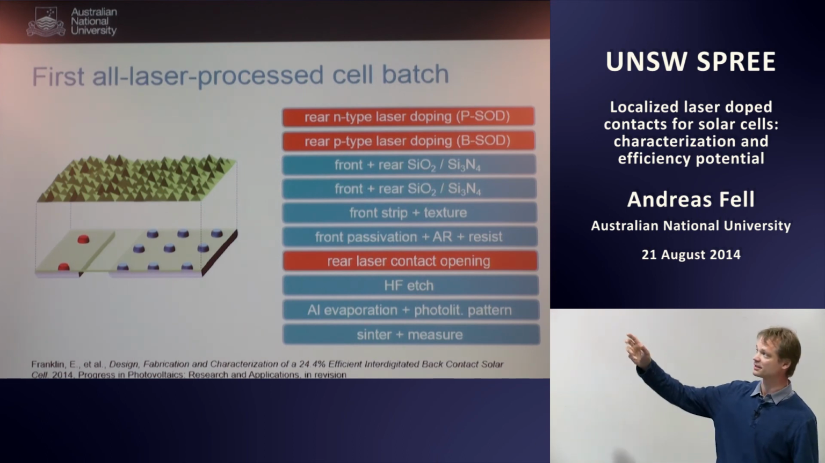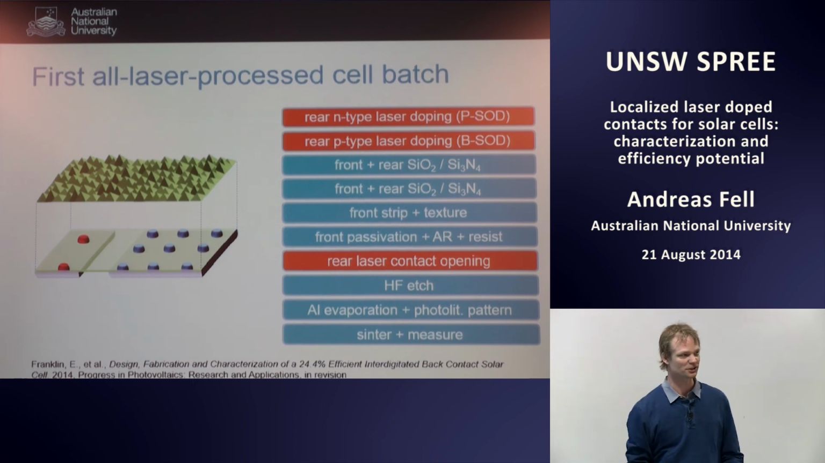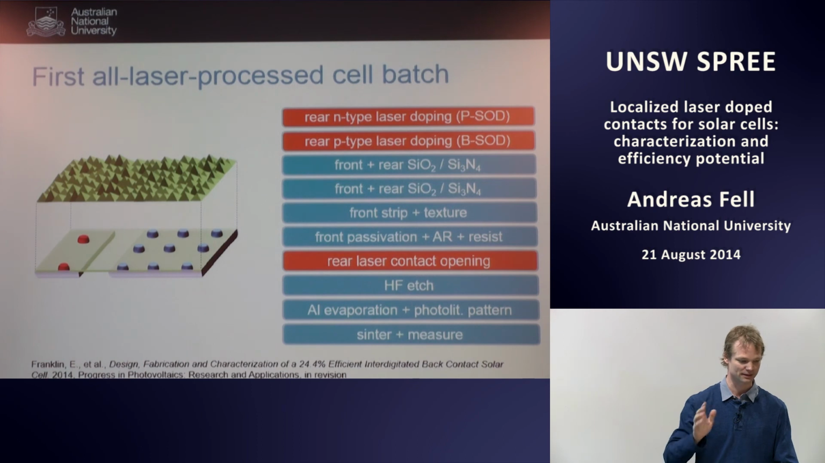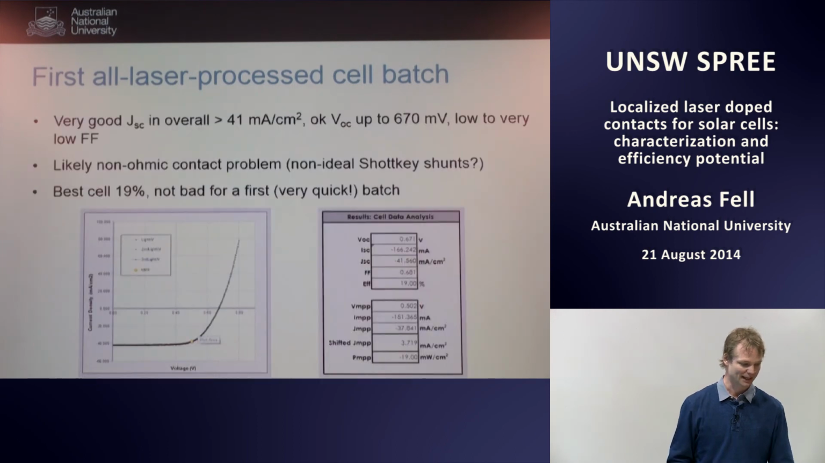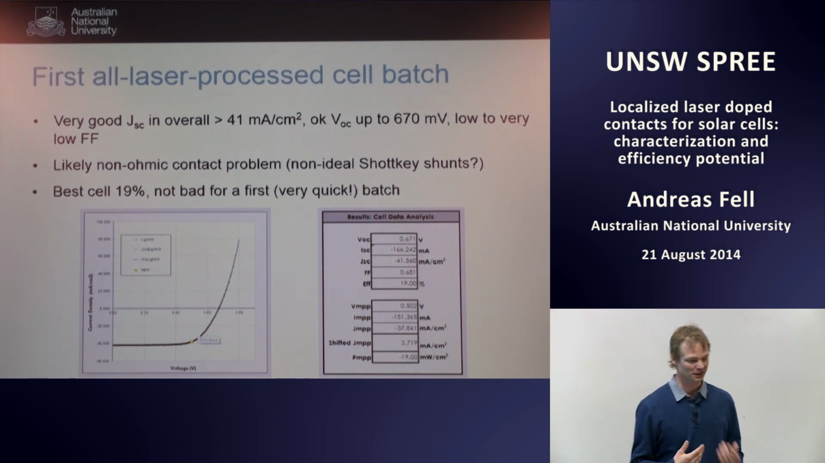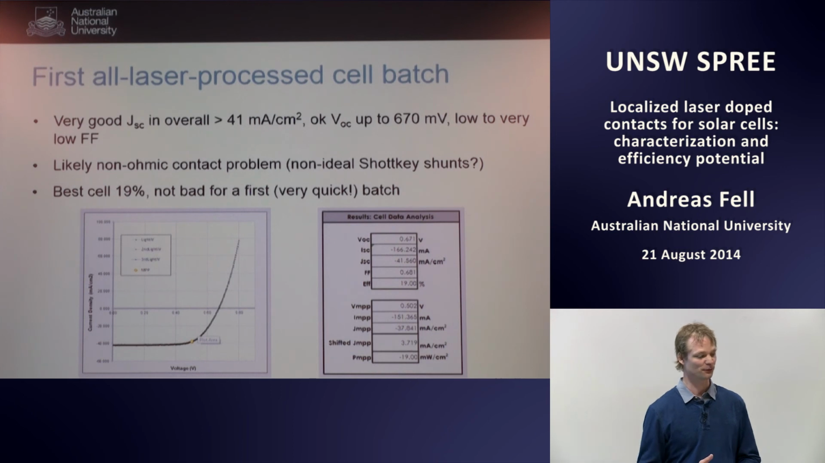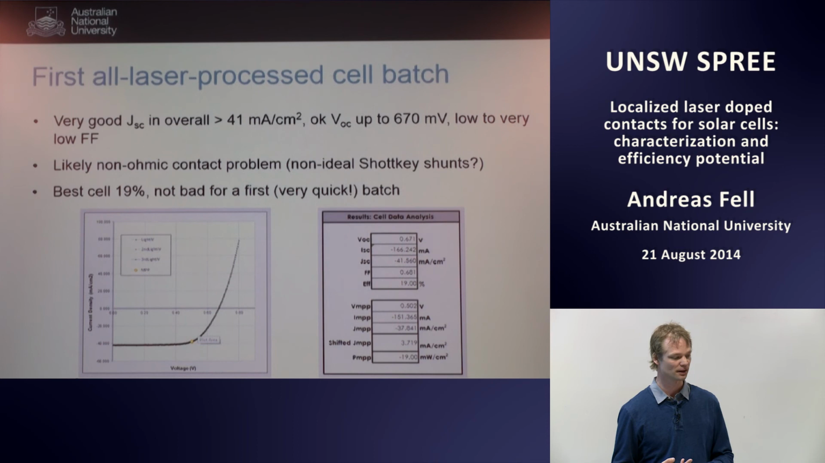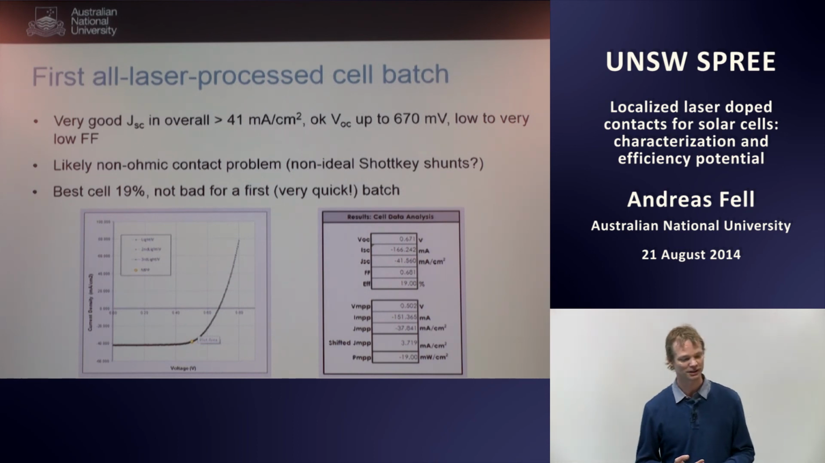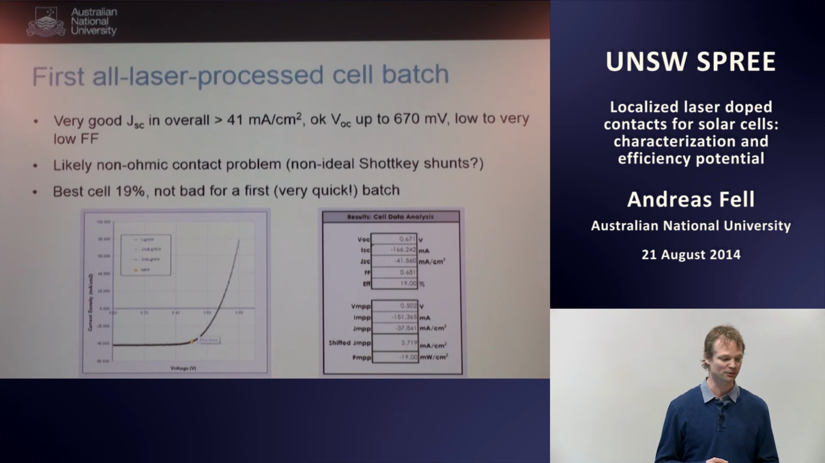And this is actually much easier, as you can imagine, compared to a full photolithography process of the same cell. This is like 10 steps less. Anyway, here are the results. The good thing is it's a very good JSC, which for an IBC cell is already an achievement. It's above 41 milliamps, so it's not worse than the best IBC cells we made at ANU. The VOC is okay, 670 millivolt. I would have expected it a bit higher actually. But the problem really is the fill factor.